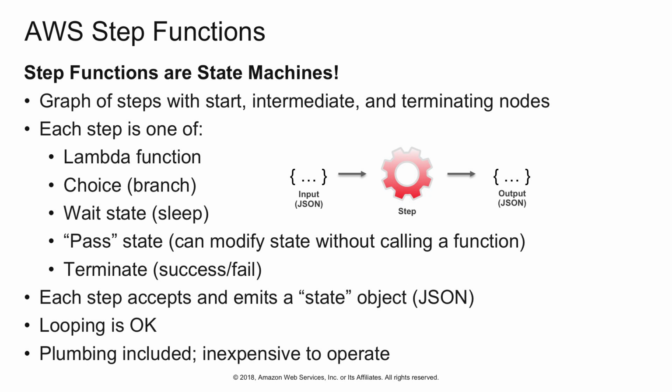Looping is okay, which, when you combine loops and wait states, makes step functions extremely powerful. And the plumbing is included, and it's really inexpensive to operate. I looked at the pricing. 4,000 state transitions are free per month, and it is 2.5 cents per 1,000 state transitions thereafter. And it does not include Lambda pricing or data transfer fees.